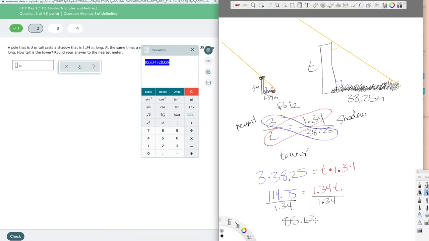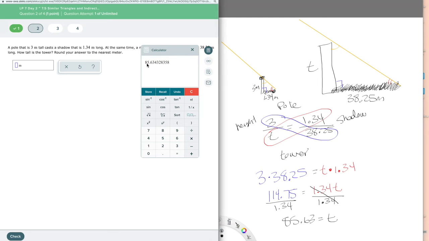And we get 85.63, and that would be meters equals T, because anything divided by itself cancels out. So 1.34 divided by 1.34, even though they're decimals and a little bit more complicated looking, it's still a number divided by itself, so it cancels out. All right, so it did say to the nearest meter. So 85 is the meters, and so we want to look at this one.